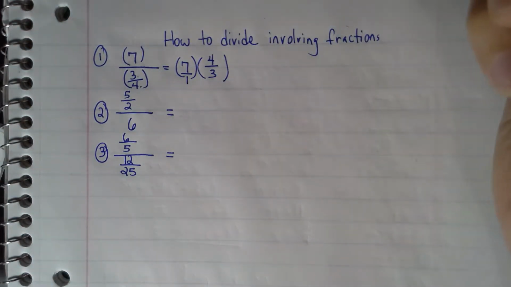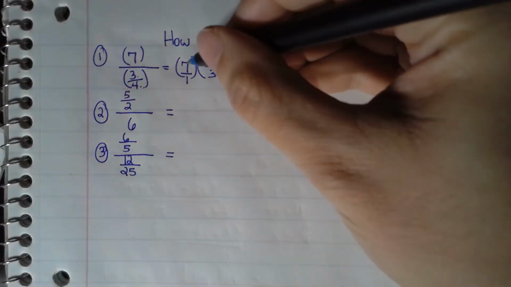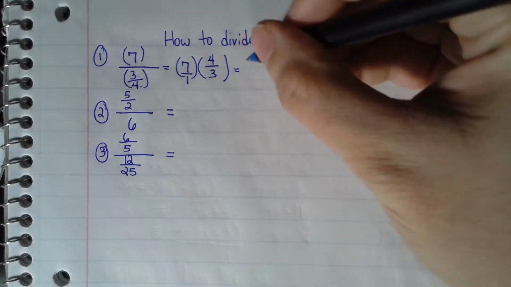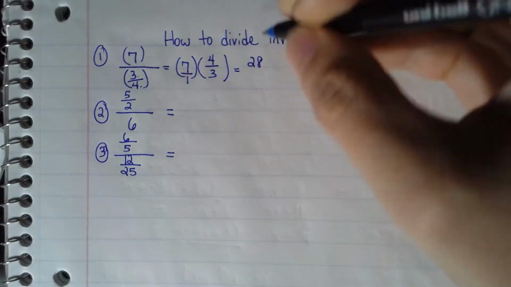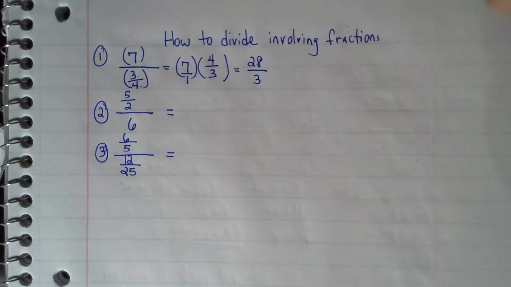Since we are multiplying fractions, we do not need a common denominator. So 7 times 4 is 28. 1 times 3 is 3. And we are done with example 1.